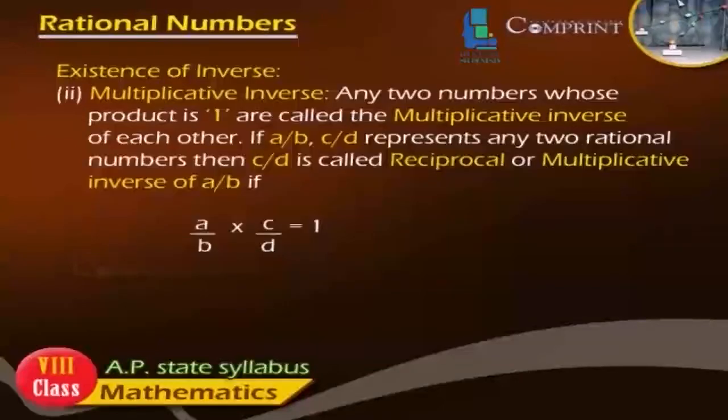Existence of inverse. Multiplicative inverse. Any two numbers whose product is 1 are called the multiplicative inverse of each other. If a/b and c/d represent any two rational numbers, then c/d is called the reciprocal or multiplicative inverse of a/b, if a/b × c/d is equal to 1.